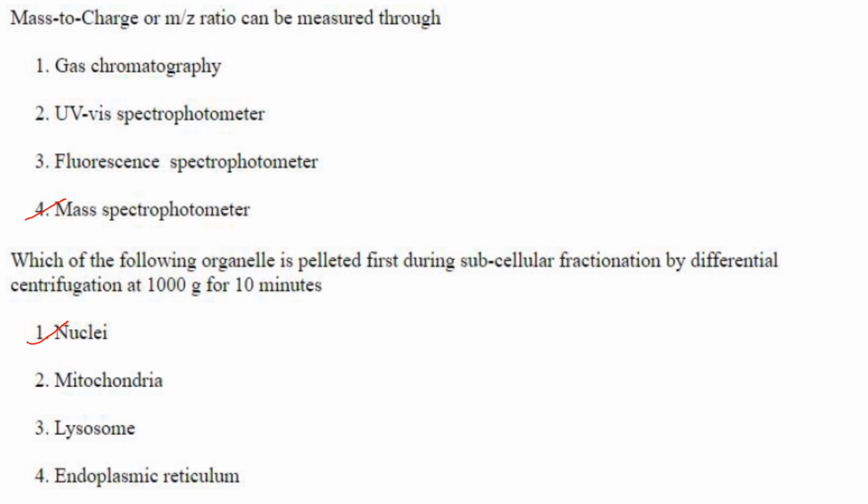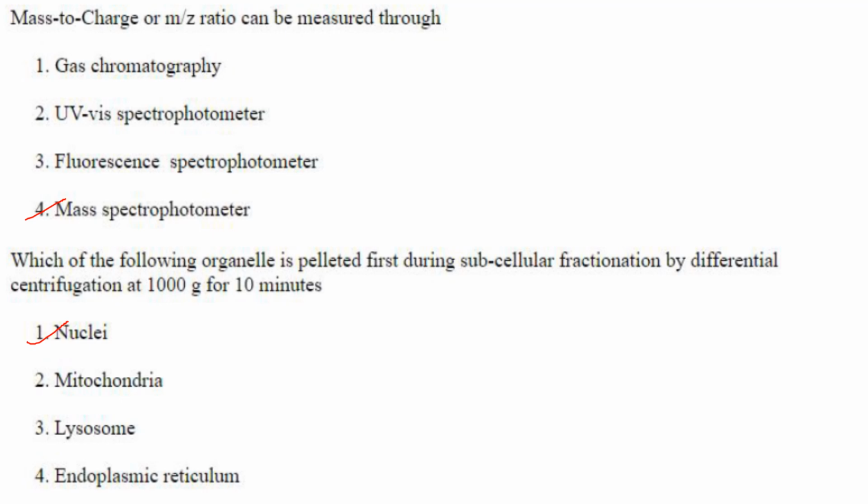Whereas gas chromatography, it separates the molecule based on boiling point and affinity for stationary phase. UV visible spectrophotometer measures absorption of light by molecules. Fluorescent spectrophotometer, it measures the emission of light by excited molecules. So these first three options, they do not consider any mass to charge ratio. So it is only the mass spectrophotometer which will consider the mass to charge ratio.